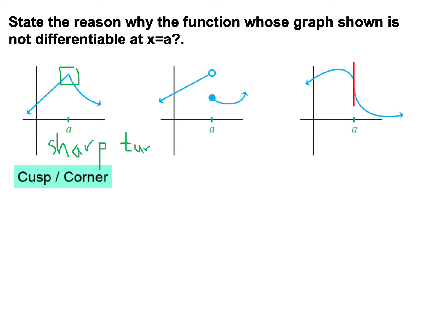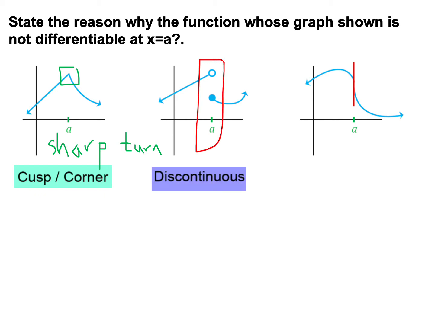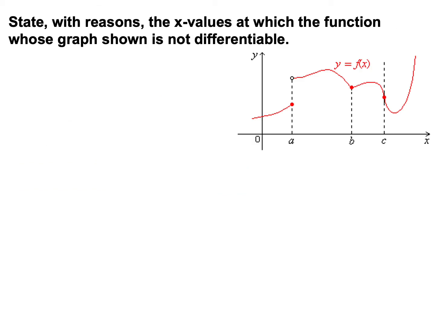Okay, the second graph here, there is discontinuity point. So because of discontinuity point, it is discontinuous and at the same time it's not differentiable. And the third one also vertical tangent. Let us move to take more examples.